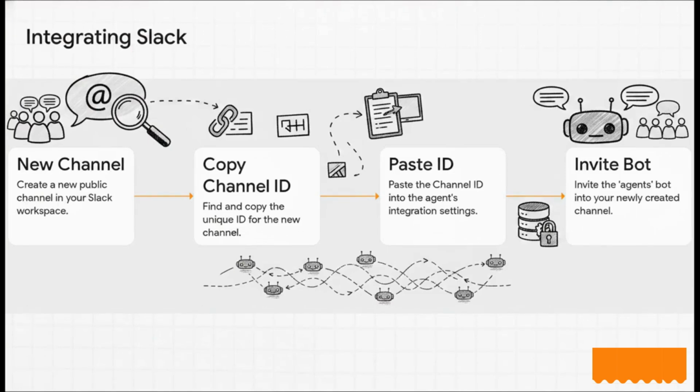Just pop over to Slack, create a new public channel, then you find and copy that channel ID. Back in the agent settings, you just paste that ID in. Invite the agent's bot to the channel, and you're live. You can even add it to a bunch of different channels if you want.